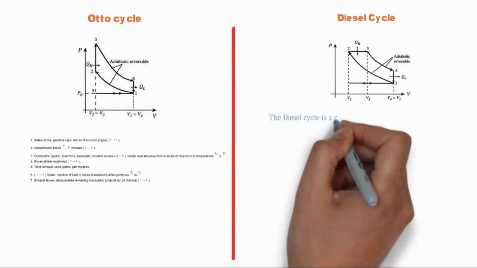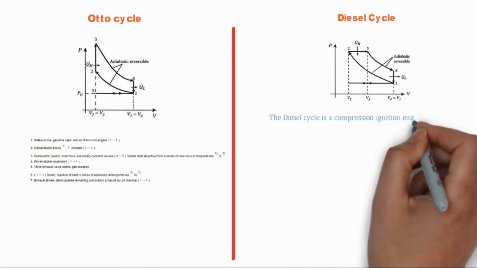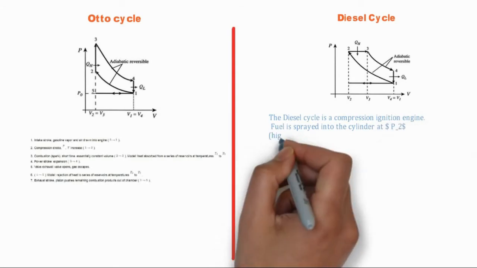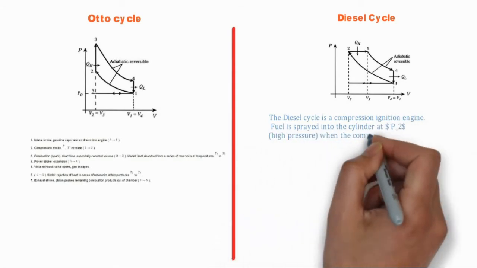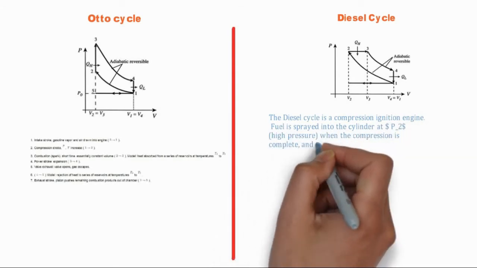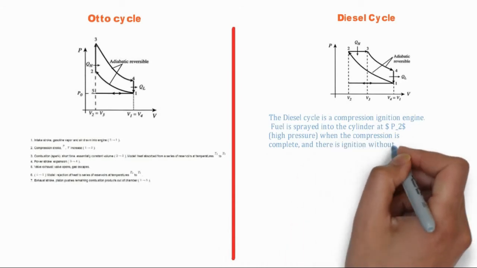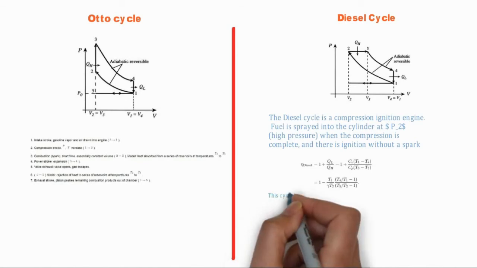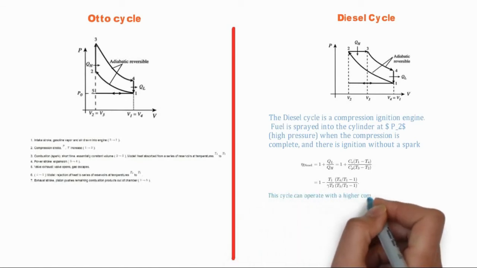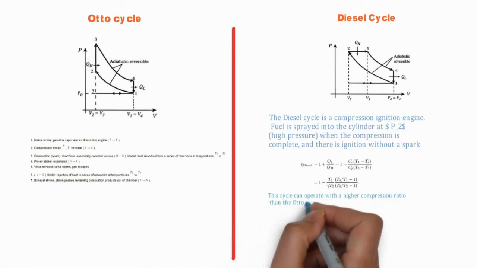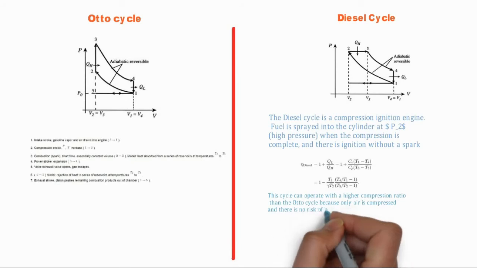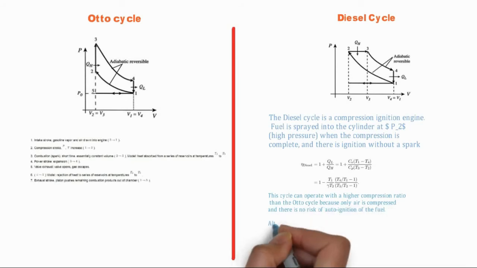The diesel cycle is a compression ignition engine. Fuel is sprayed into the cylinder at P2, high pressure, when the compression is complete, and there is ignition without a spark. This cycle can operate with a higher compression ratio than the Otto cycle, because only air is compressed, and there is no risk of auto-ignition of the fuel.